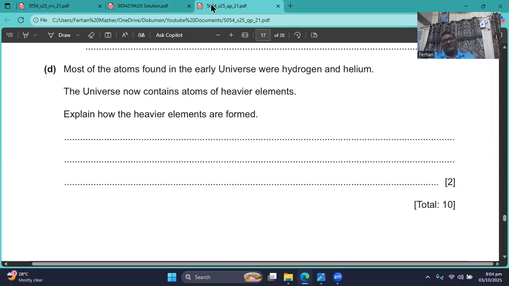It says most of the atoms found in the early universe were hydrogen and helium. The universe now contains atoms of heavier elements. Explain how the heavier elements are formed. Okay, you see what happens at the start, when the star is stable, the hydrogen atoms are fusing into each other and they are making helium. And this process goes on, the star is in the stable condition.